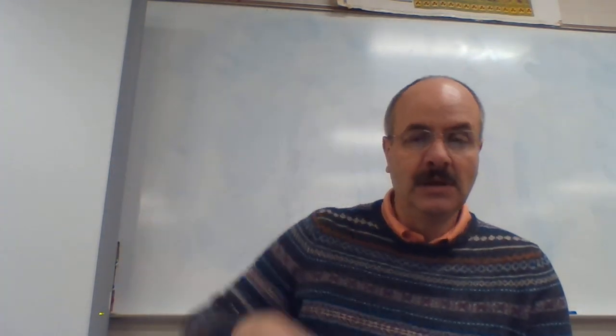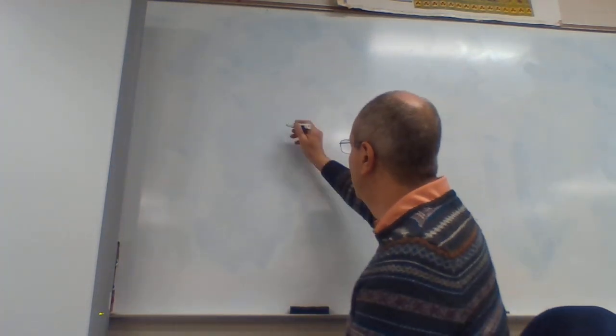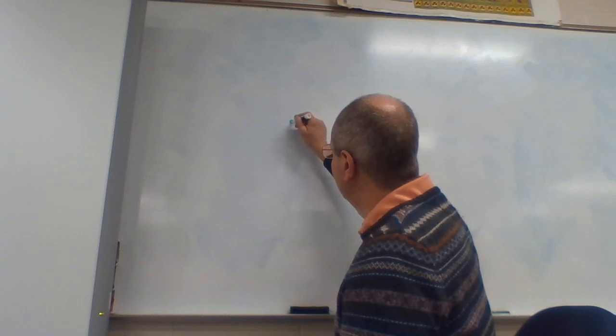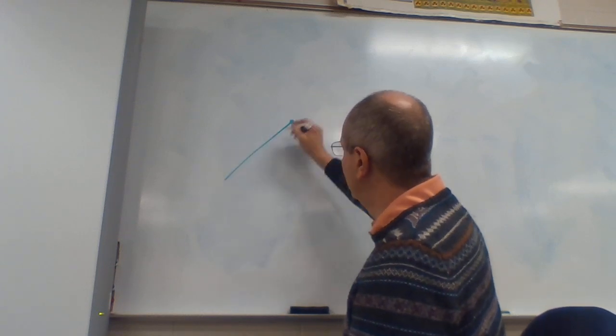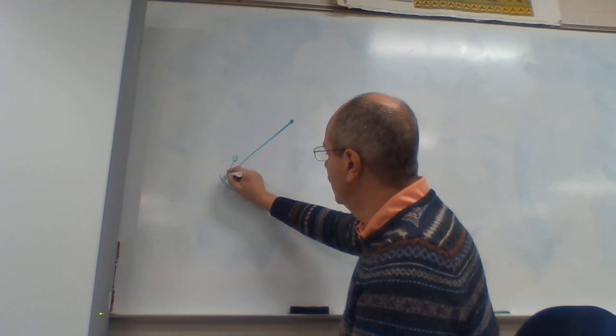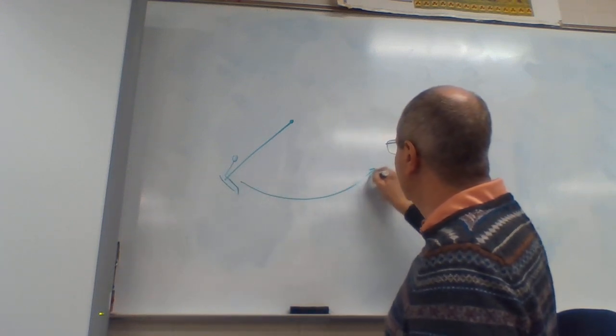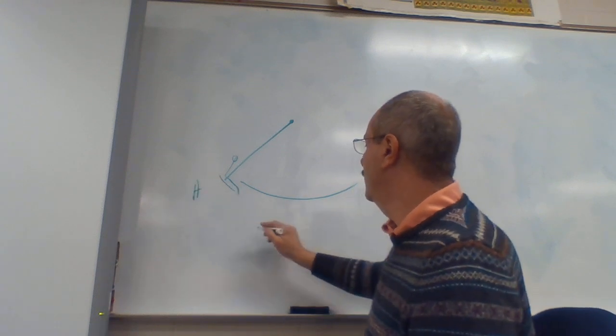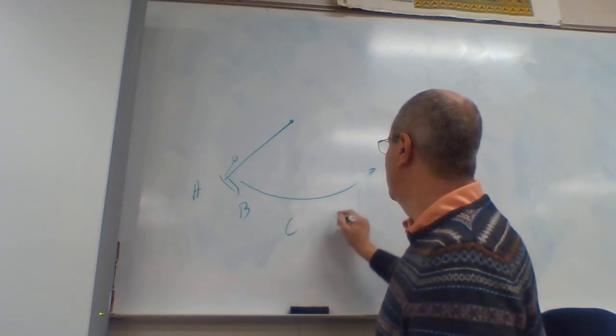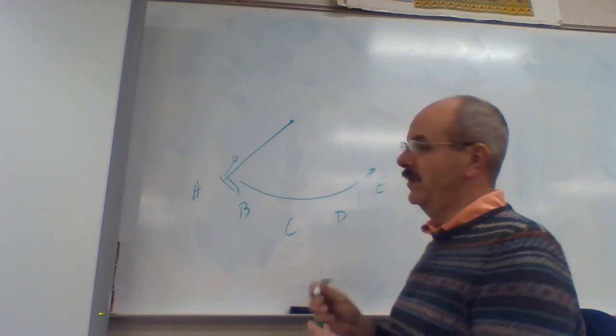All right, letter B says, think of a swing on a playground. We just talked about a cell phone, so let's think about a swing going. Here's the top of the swing, and here's the person sitting on the swing. They're going to swing all the way over to here. So we're going to have point A, point B, point C, point D, and point E.